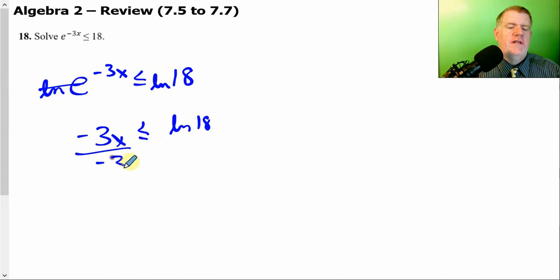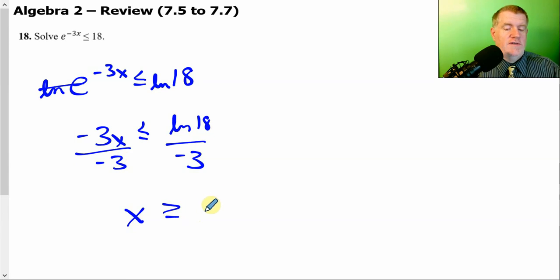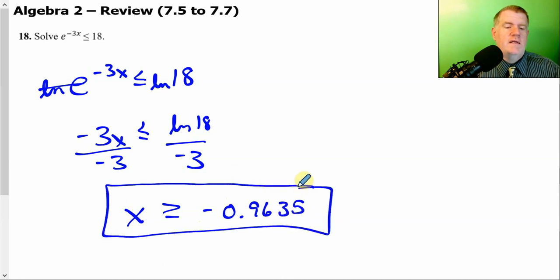Divide both sides by -3. Now it's just like a standard inequality. If you divide or multiply by a negative number, you got to flip the sign. And natural log of 18 divided by -3 is -0.9635. All right, two more problems.